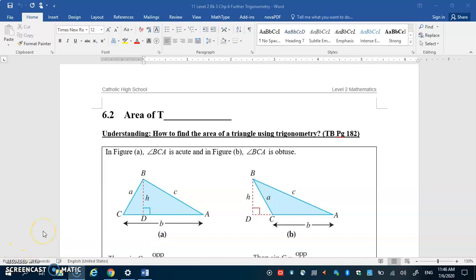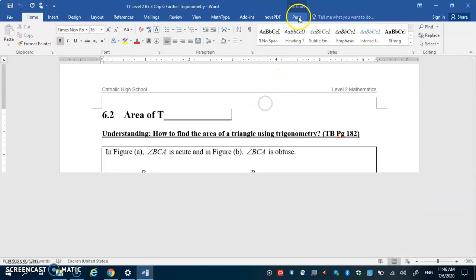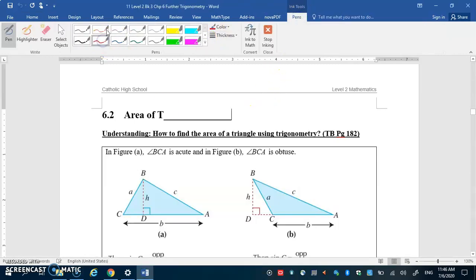Okay, in today's lesson, we will be covering area of triangle. So I'm on page 5 of your notes number 11, which is chapter 6, further trigonometry. Alright, so first things first, right over here, we're going to learn all about area of triangle.